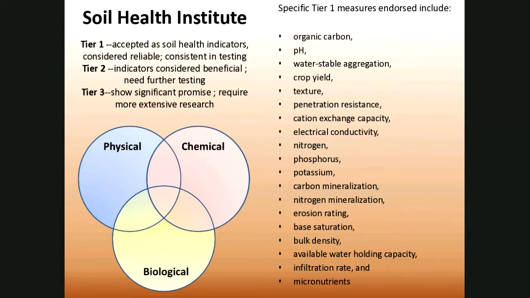So just a quick go through the list here: organic carbon, pH, water stable aggregation, crop yield, texture, penetration resistance, cation exchange capacity, electrical conductivity, nitrogen, phosphorus, potassium, carbon mineralization, nitrogen mineralization, erosion rating, base saturation, bulk density, available water holding capacity, infiltration rate, micronutrients are the ones they picked for Tier 1. They are still evaluating other indicators that need further testing to put on a Tier 2 and a Tier 3.